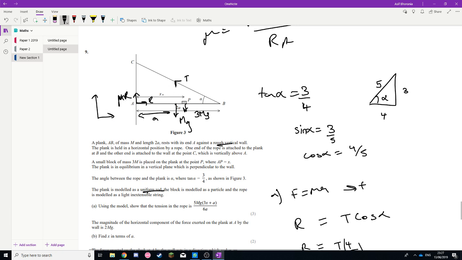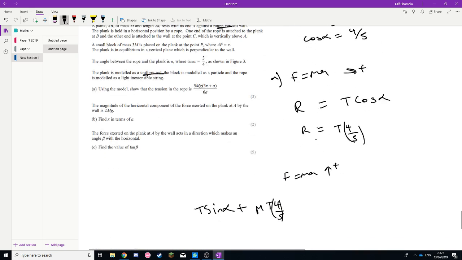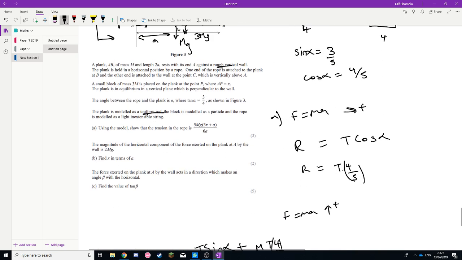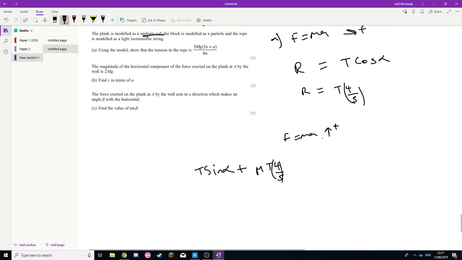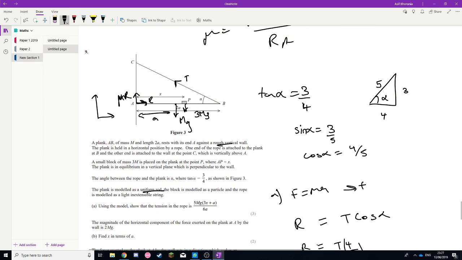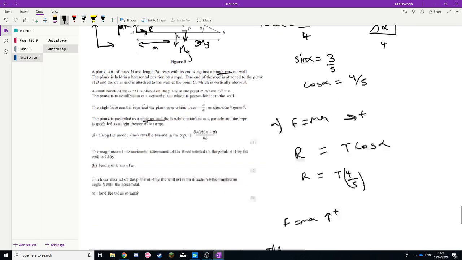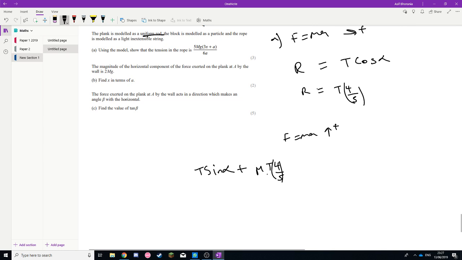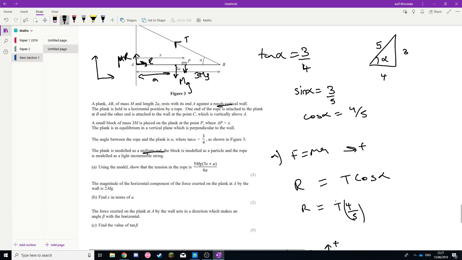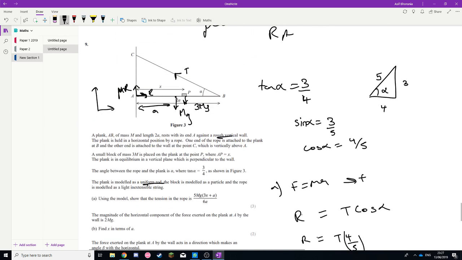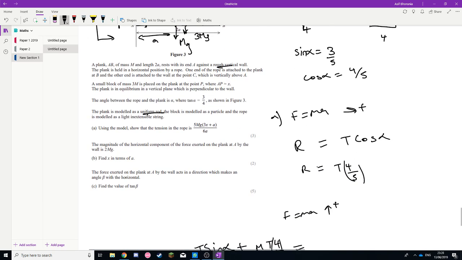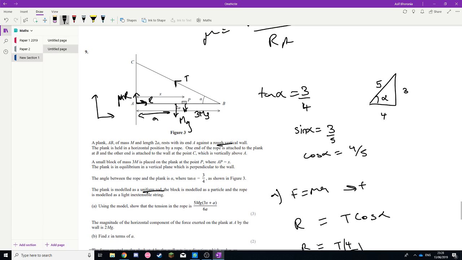So looking at it along the x-axis, I have a reaction force this way, and a component of this tension. So I can look at that component of tension and get this expression that R is 4T over 5. Now looking at F equals ma in the other direction, I get all the other forces combined now. So T sine alpha plus mu R, where R is this now, has to be equal to 4mg, or is it 2mg?